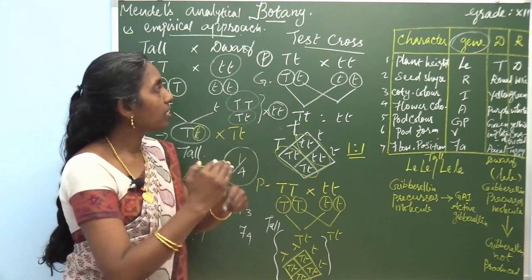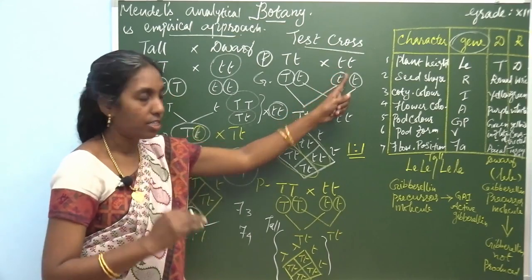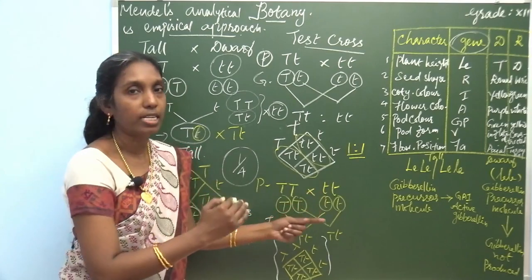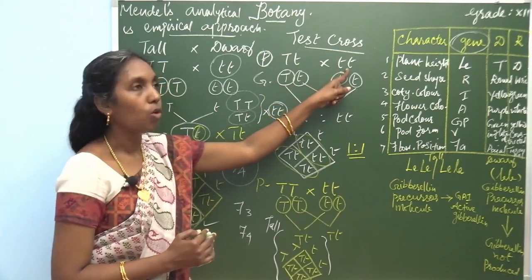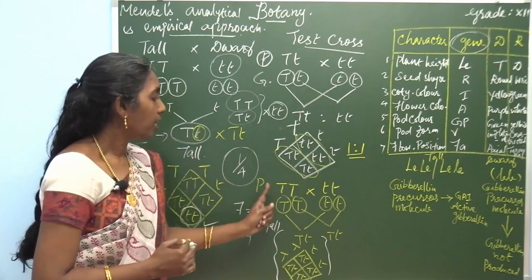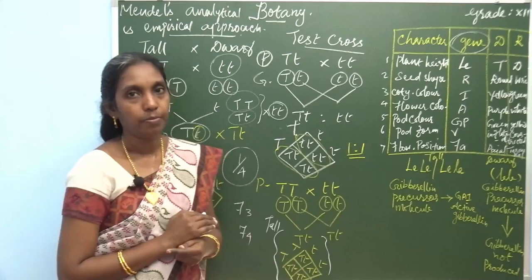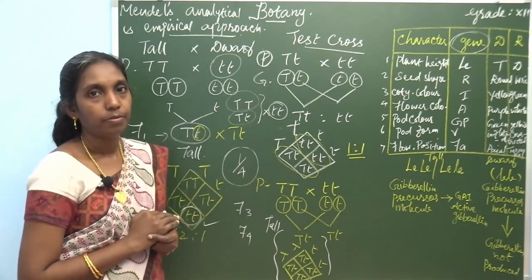So, in the first cross, we take the heterozygous tall with homozygous recessive. Here, homozygous tall with homozygous recessive. Here, heterozygous tall with homozygous recessive. Here, homozygous tall with homozygous recessive. So, this is the explanation of test cross.